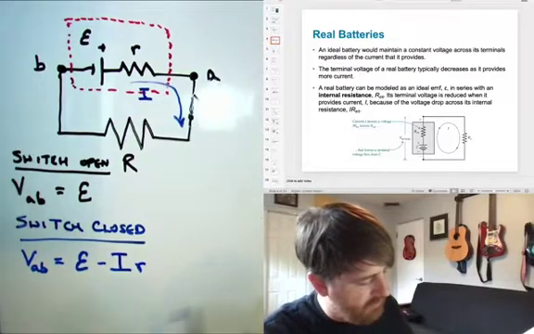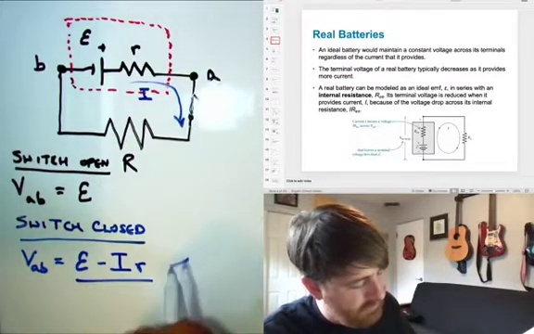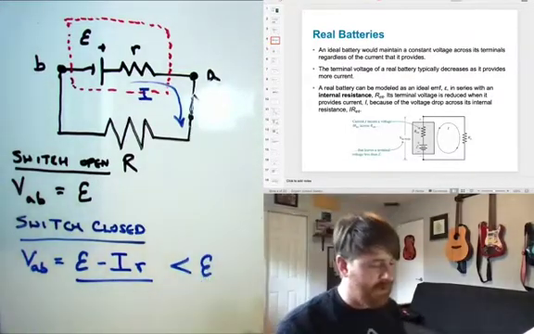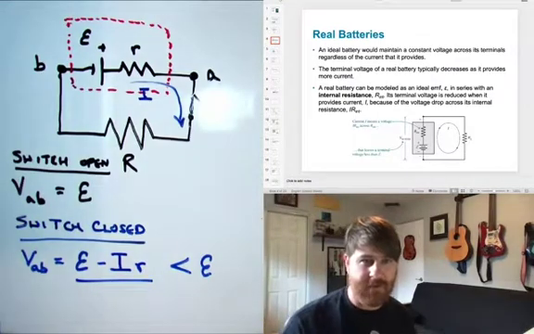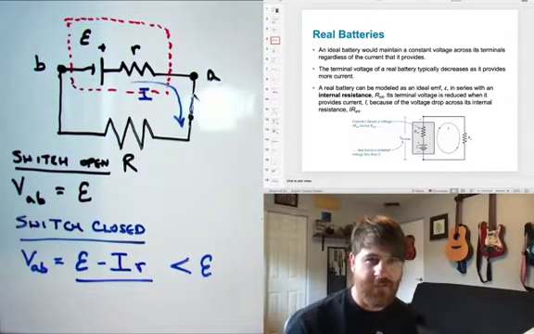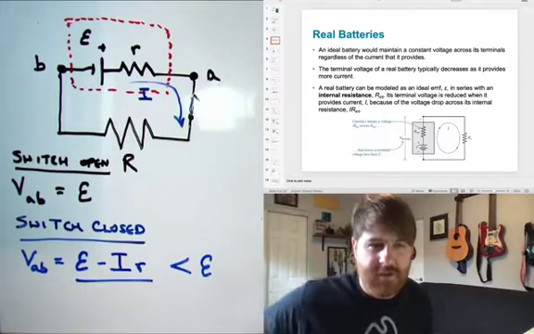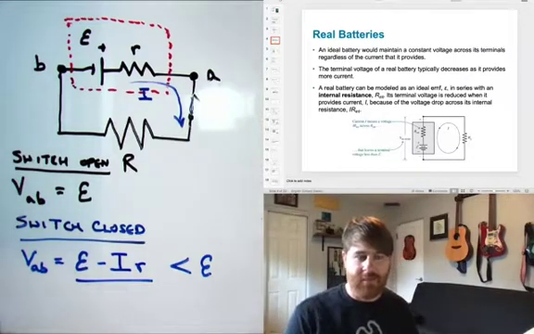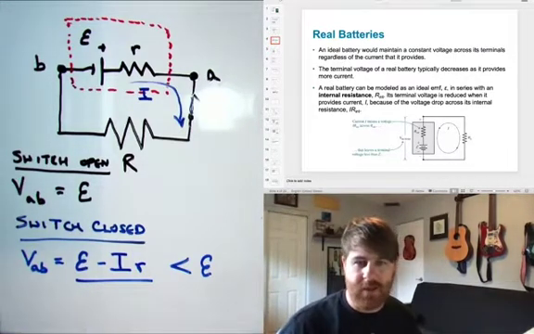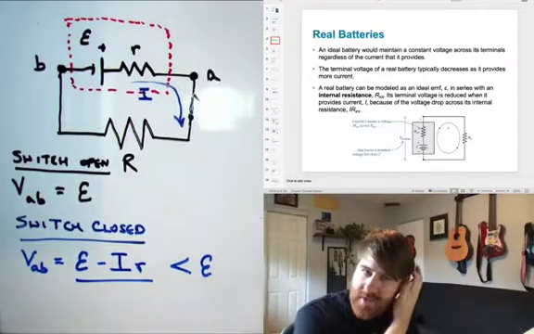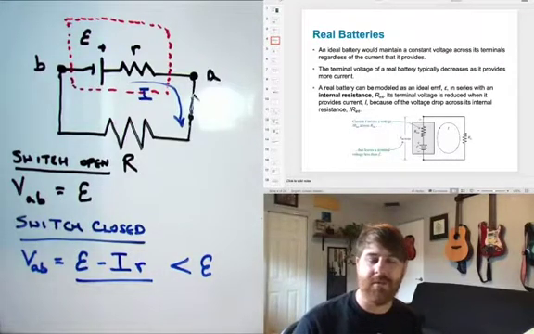Right? So this is less than E. Whenever I hook up this battery, say it's 9 volts, and I actually hook it up to another resistor and I allow current to flow, am I still going to have 9 volts of potential? No. It's always going to be less than that. So any real battery will have a lower potential across it when it's hooked up than when it is not hooked up to anything. And that's due to the battery's own internal resistance.